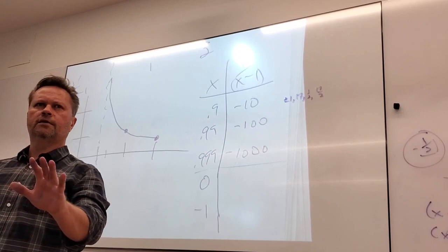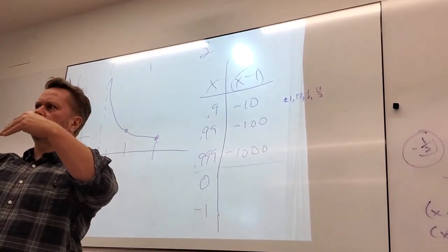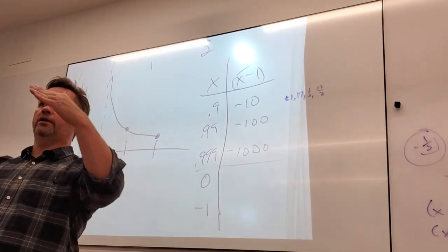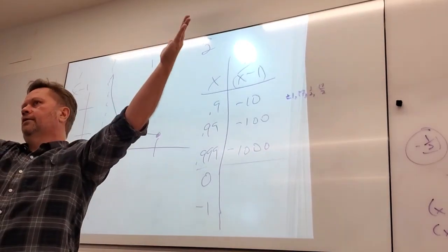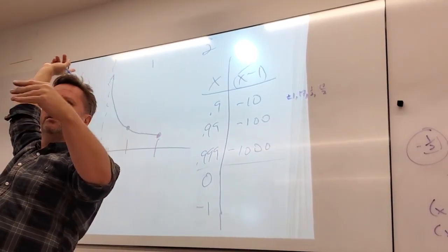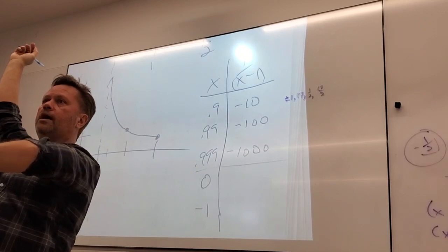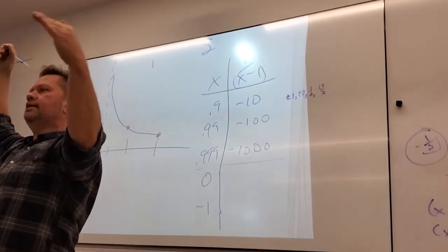Does that make sense? So you got this inherent symmetry going on, but this one now, is it getting really big positive or really big negative? Well, obviously it's getting really big negative. So now it's going to do the exact same thing that side did, just down.